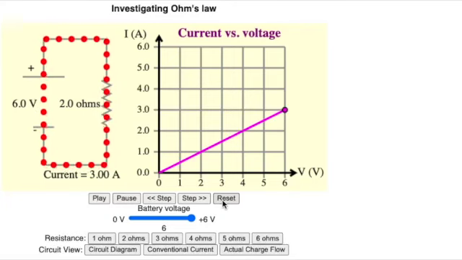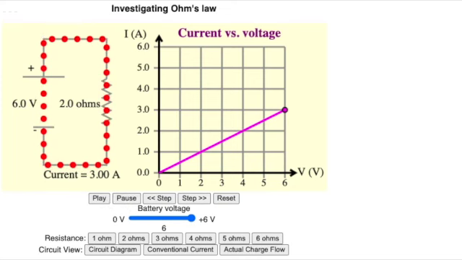Hello everyone. I'm going to explain Ohm's law with a simulation. So, as we all know, what is Ohm's law?